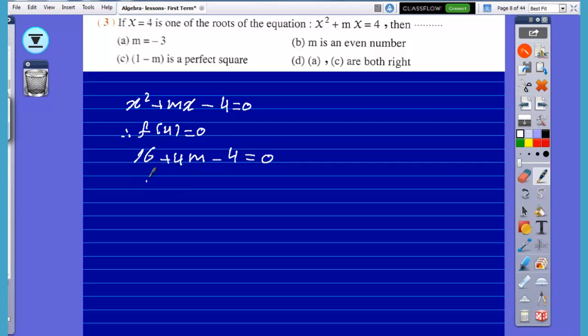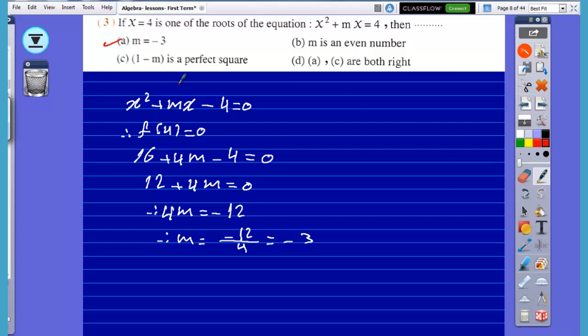We will simplify the left hand side. 16 minus 4 equals 12, plus 4m equals 0. So 4m equals negative 12. It means m equals negative 12 divided by 4, which equals negative 3. Here the required is to find the value of m. We have m equals negative 3. It is the right solution here.